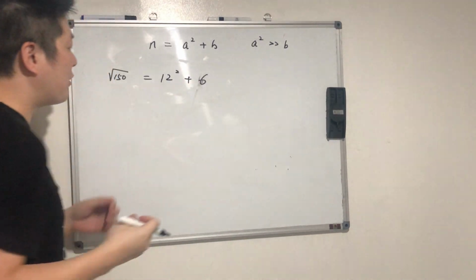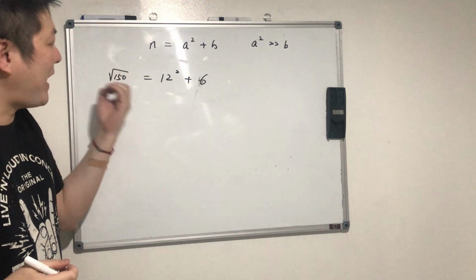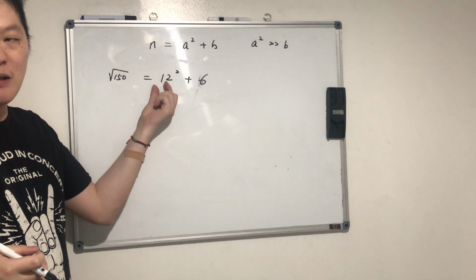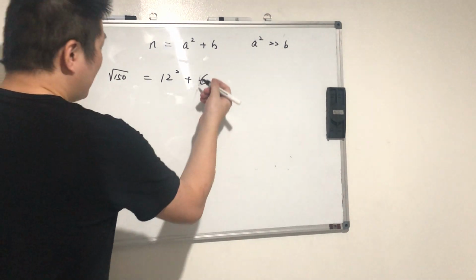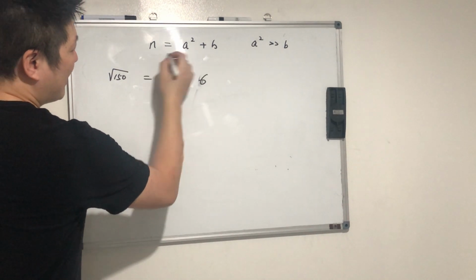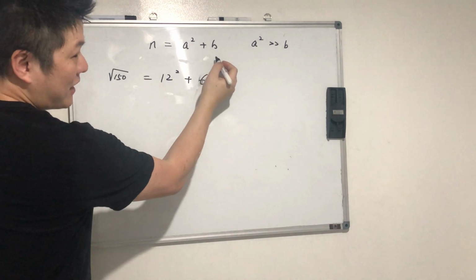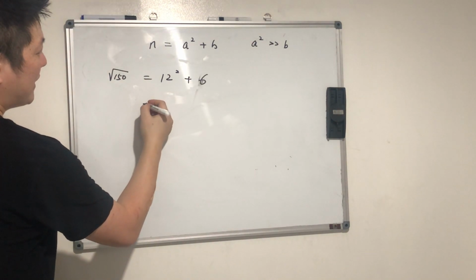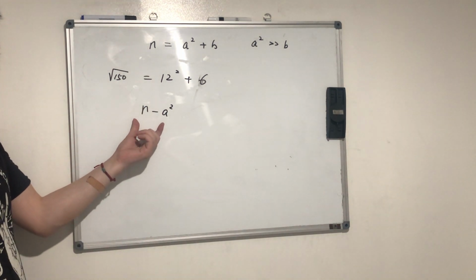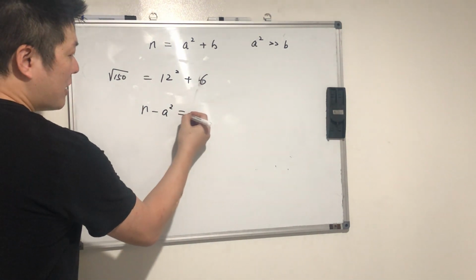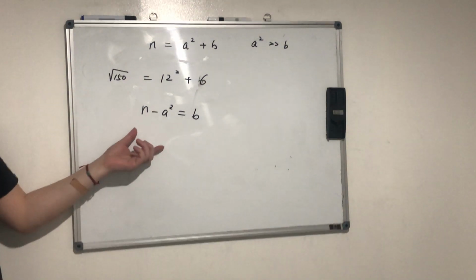So we guess the biggest square number that is less than the target, right? So let's see. n equals a squared plus b. Okay, so what can we do? n minus a squared equals b, right?